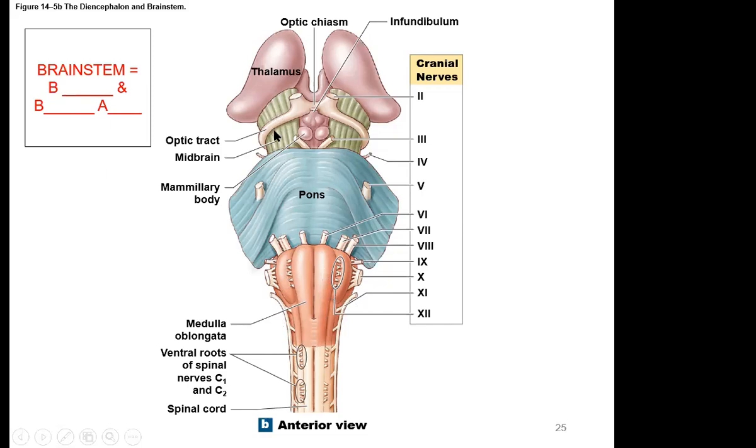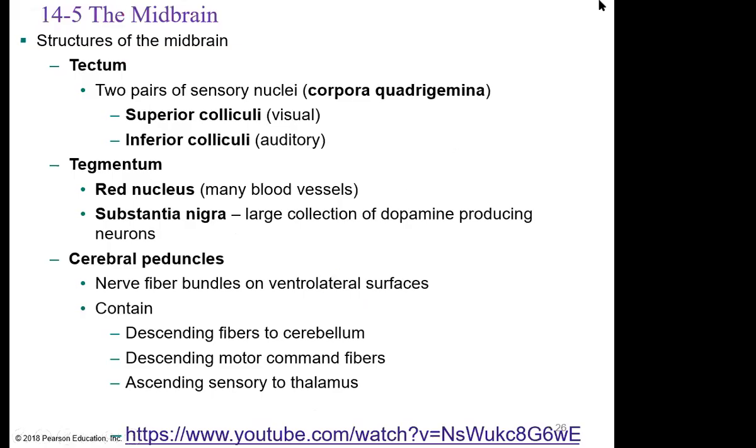But what we're going to do is we're going to start in the green. So we'll start with the midbrain since it's superior, and then we will work our way down to the pons and then get into the medulla. If we're looking at the midbrain, there is a structure called the tectum. These are two pairs of sensory nuclei. If we're talking about the two pairs together, the terminology is corpora quadrigemina. If we're talking about them individually, then we can call them by their names, the superior colliculi or the inferior colliculi.